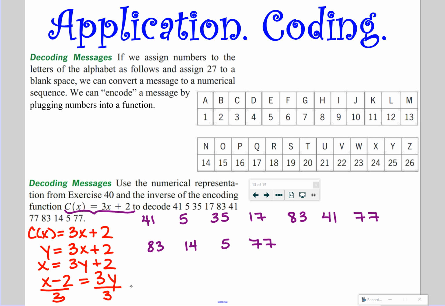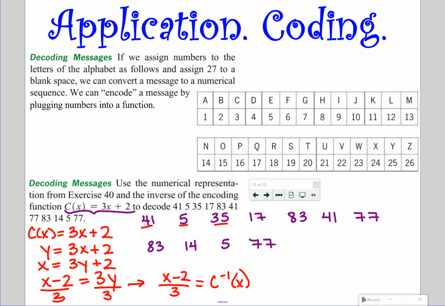Okay, and that will leave me with the function x minus 2 over 3. If my 3's cancel, I'm left with y, and I'll just make it back to my original function notation, c inverse. So now to decode the message, we're going to plug each of these coded numbers into our inverse, and it should take us back to the original message.